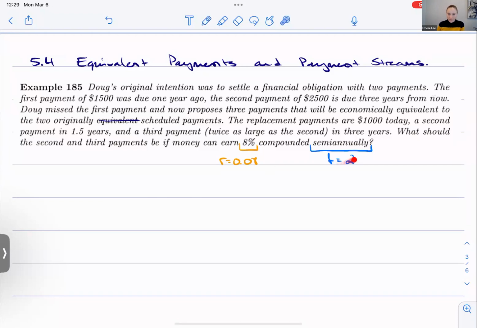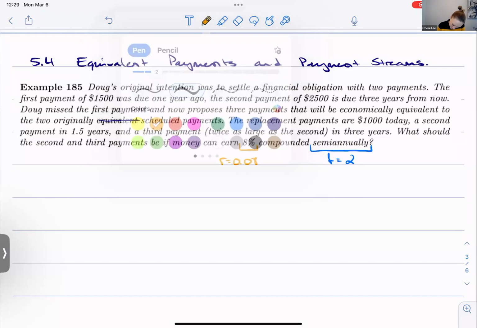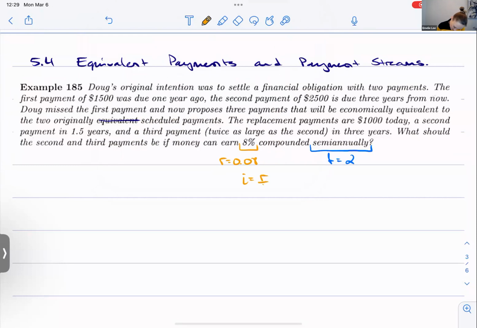So one thing that I can deal with right away is I can find I, the periodic interest rate. Here, I'm going to say that I is R over F, which is 0.08 divided by 2, which is 0.04. Good. Something is finished, so that feels good.